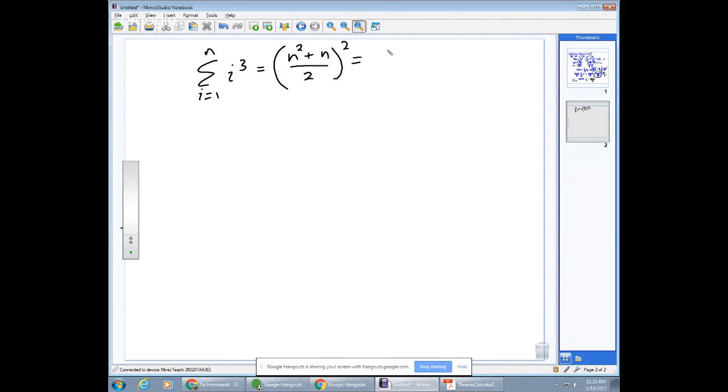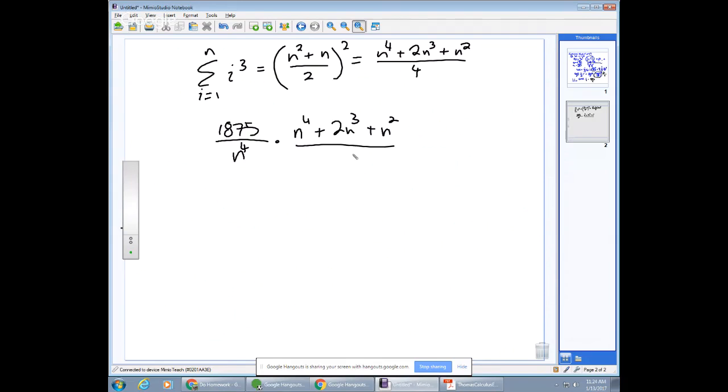n squared times n squared is n to the 4th. And then we will get plus an n cubed plus another n cubed, which is 2n cubed. And then n times n is an n squared. And then in the denominator, we'll have a 4. All right, so then we have that 1875 over n to the 4th times that 2n cubed plus n squared over 4.